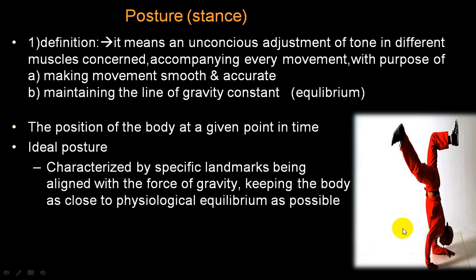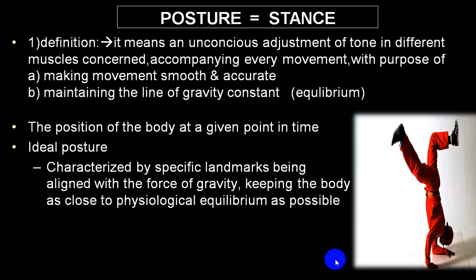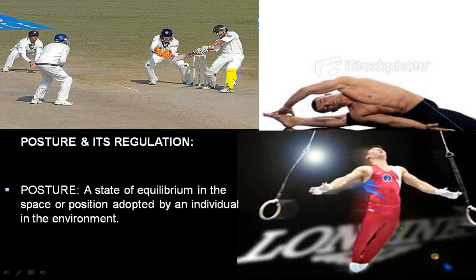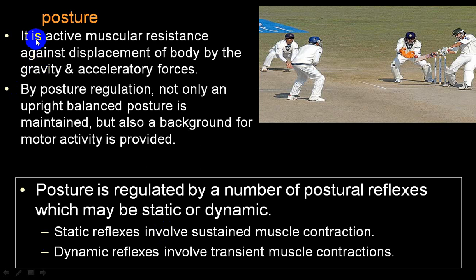This is one type of posture. You can see here while playing, this is a posture. This is another posture. This is while doing an activity. Posture is a state of equilibrium in space or a position adopted by an individual in the environment. So that is called posture. Posture is also described as an active muscular resistance against displacement of the body by gravity and accelerating forces.